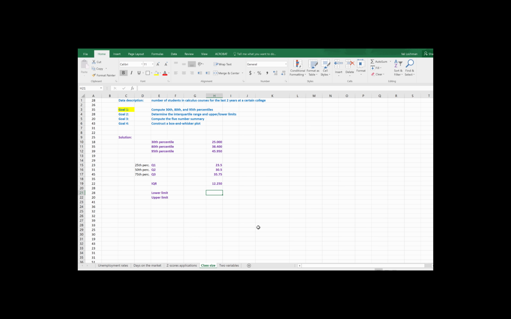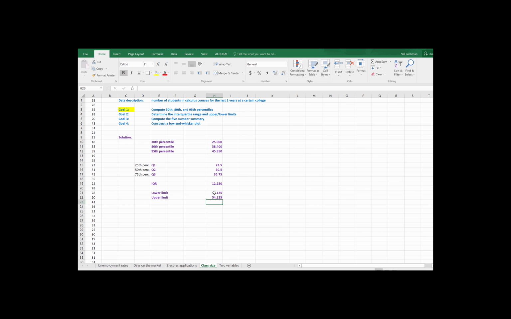So what is the lower limit? The lower limit will be Q1 minus 1.5 times the IQR. Okay, what about the upper? The upper is Q3 plus 1.5 times the IQR.